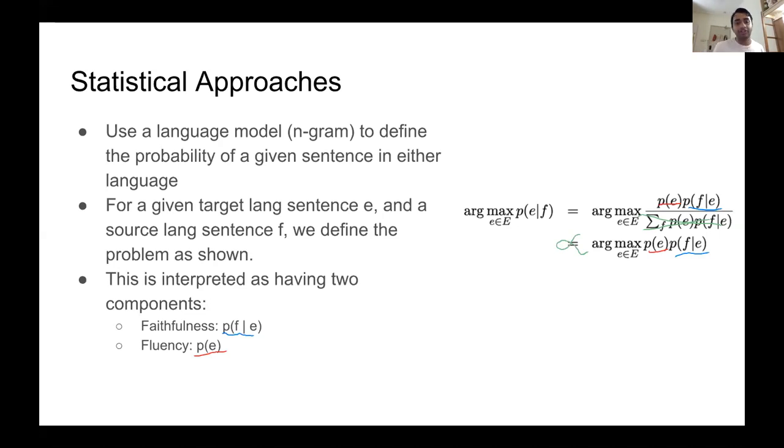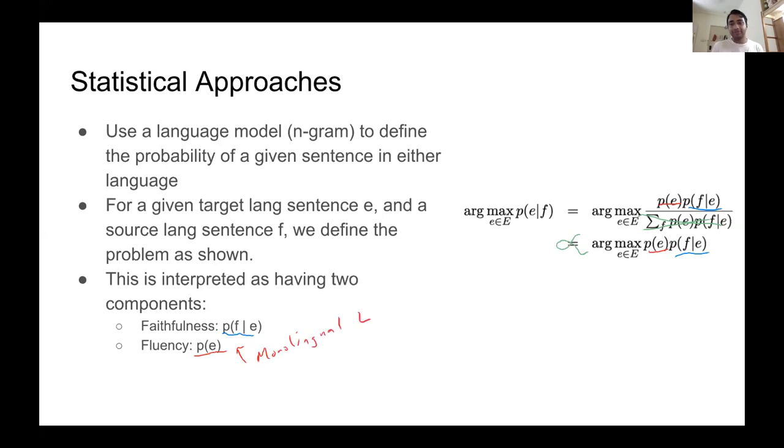Then P of E models how likely the sentence by itself is to occur in English. So for example, if I said the bird is flying, the sentence is extremely likely to occur in English because the grammar is correct. Tokens quite often occur together in a natural corpus. So these are all the things that are covered by the fluency component.